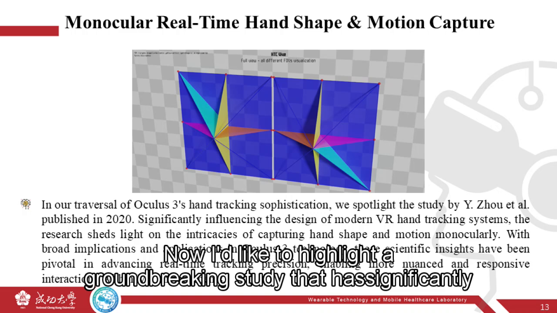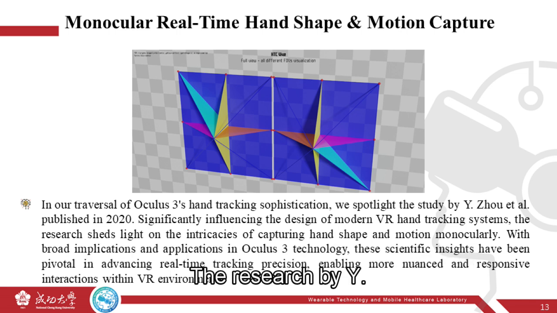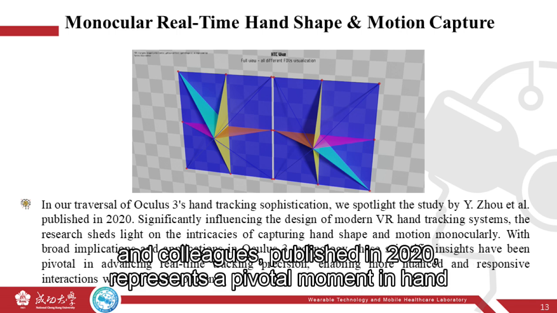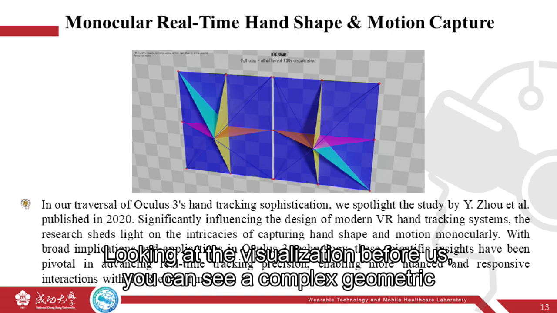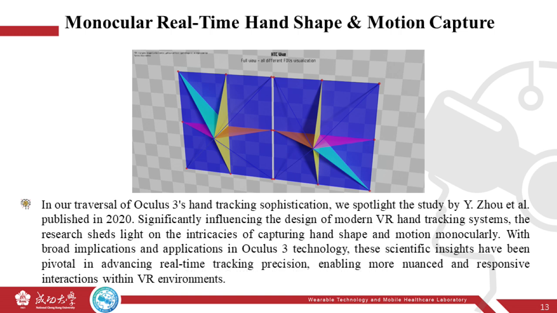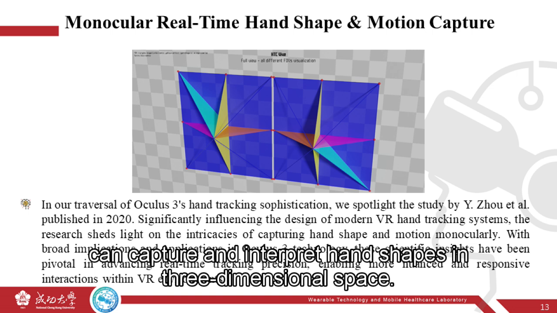Now I'd like to highlight a groundbreaking study that has significantly influenced how we approach hand tracking in modern VR systems. The research by Zhou and colleagues, published in 2020, represents a pivotal moment in hand tracking technology. Looking at the visualization before us, you can see a complex geometric representation of hand movement analysis. These colorful triangulated patterns demonstrate how a single camera system can capture and interpret hand shapes in three-dimensional space.